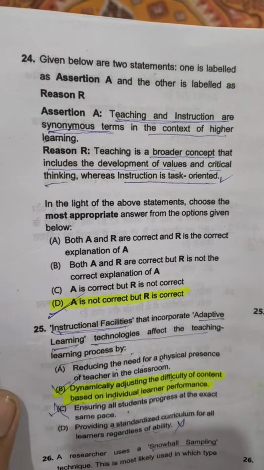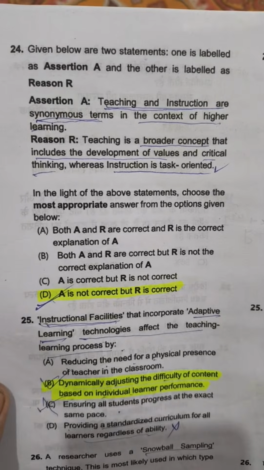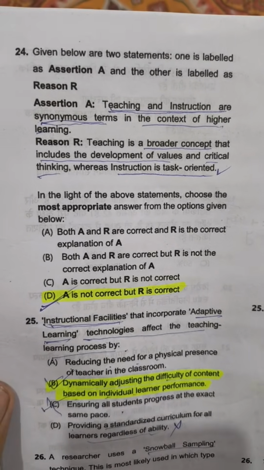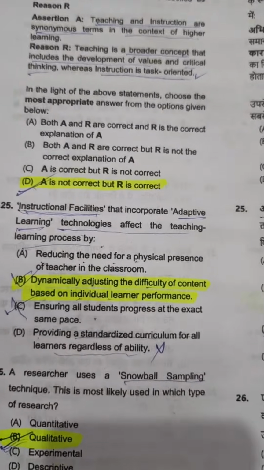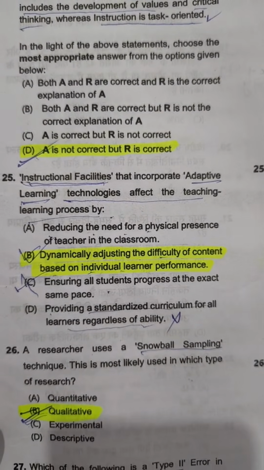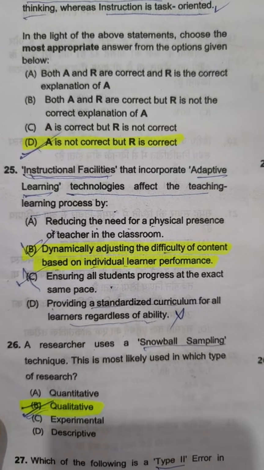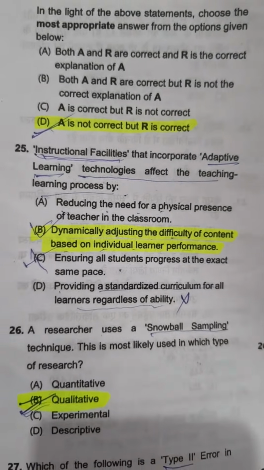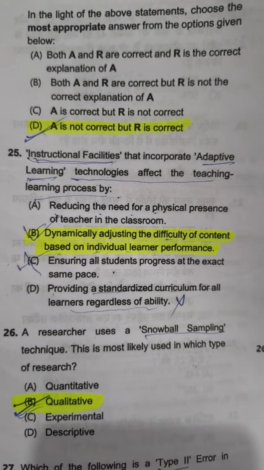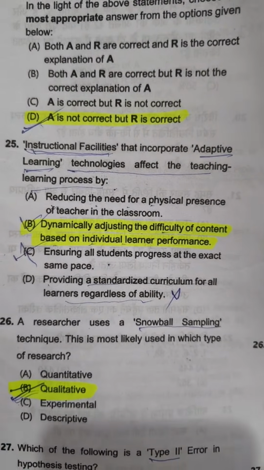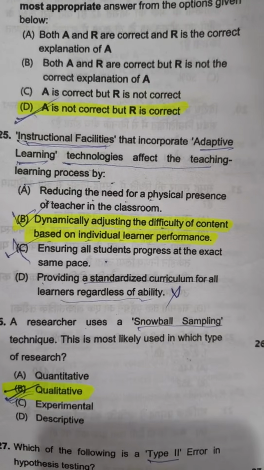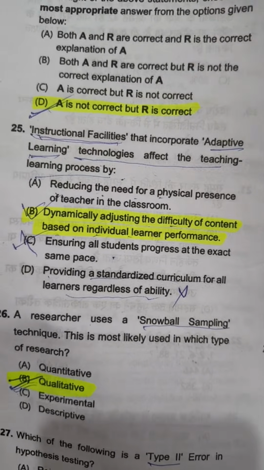24. Assertion and reasoning. Option D. A is not correct but R is correct. Instructional facilities that incorporate adaptive learning technology improve the teaching learning process by dynamically adjusting the difficulty of content based on individual learner performance.